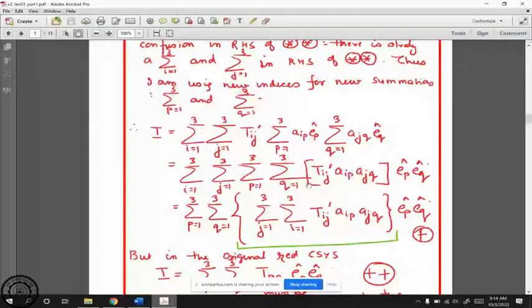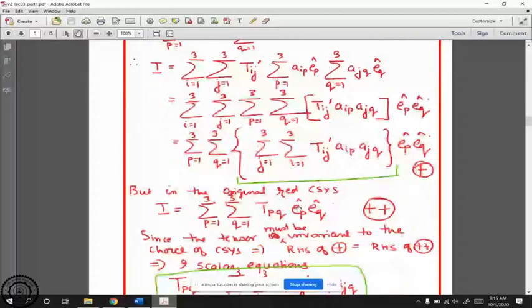Now, since there is EPEQ here, I'm going to change the order of these summations, and it doesn't matter. It's just a convenience of writing and identifying some patterns. So the P and Q summation I'm taking out. This corresponds to EPEQ here, and whatever is left is these two summations running over I and J and Tij prime AIP AJQ. But recall that in the original red coordinate system, I would be writing T like this, with EPEQ and just TPQ here. TPQ will be the PQth component, right? Summation over P and Q.